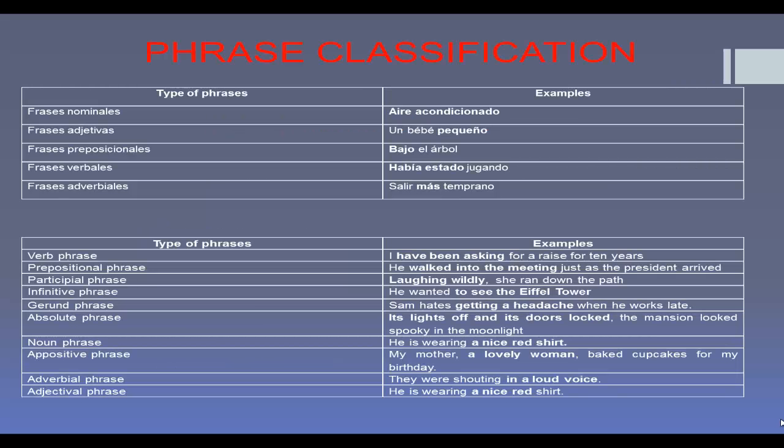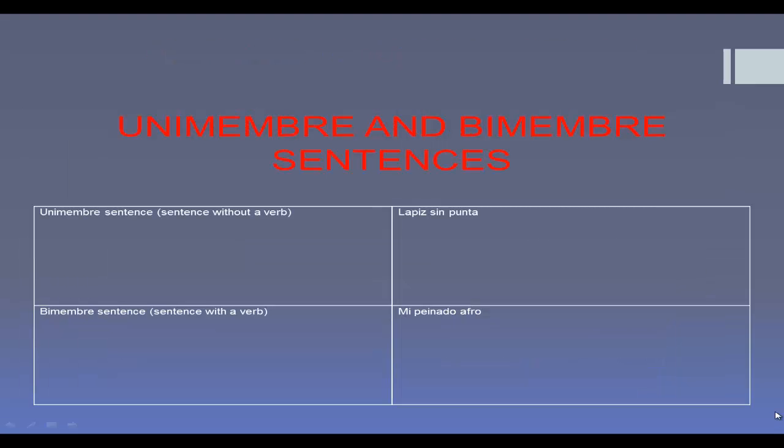Phrase classification. In Spanish, we have 5 ways to classify a phrase: frases nominales, frases adjetivas, frases preposicionales, frases verbales, and frases adverbiales. On the contrary to English, which has 10 ways to classify a phrase: verb phrase, prepositional phrase, participial phrase, infinitive phrase, gerund phrase, absolute phrase, noun phrase, appositive phrase, adverbial phrase, and adjectival phrase.